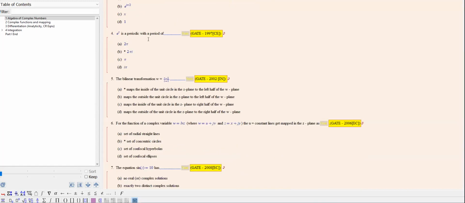E power z is periodic with a period of. Let us do this.